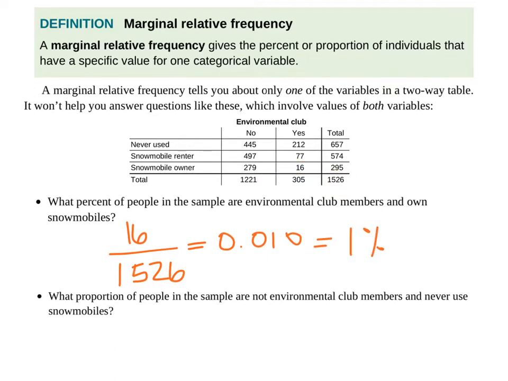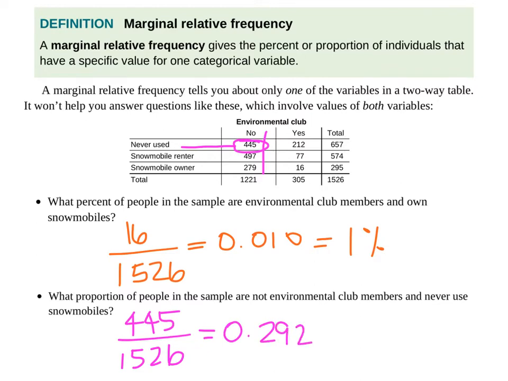Pretty small. For our next question, we wonder what proportion of people in the sample are not environmental club members and never use snowmobiles. It's very similar to the other question, except we're going down the no train instead of the yes train. Not environmental club members, that's this column here under no, and then never use snowmobiles, so it's going to be the intersection here. So 445 people have not used a snowmobile and are not in the environmental club. That's going to be that proportion, which as a decimal is about 0.292. So that's almost 30%. I know they wanted a proportion, not percent. But that's how we bring two things together and find the intersection and their values.